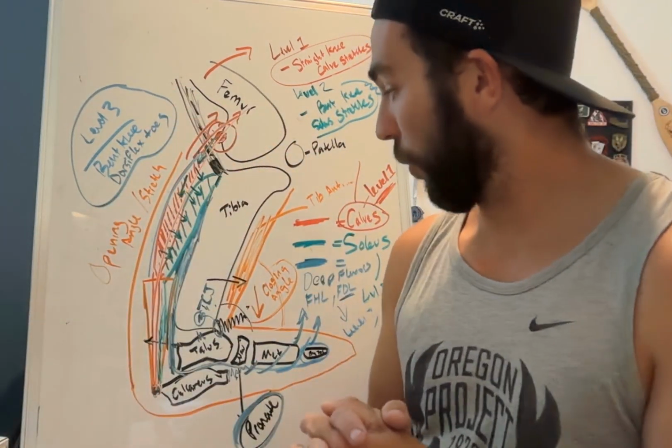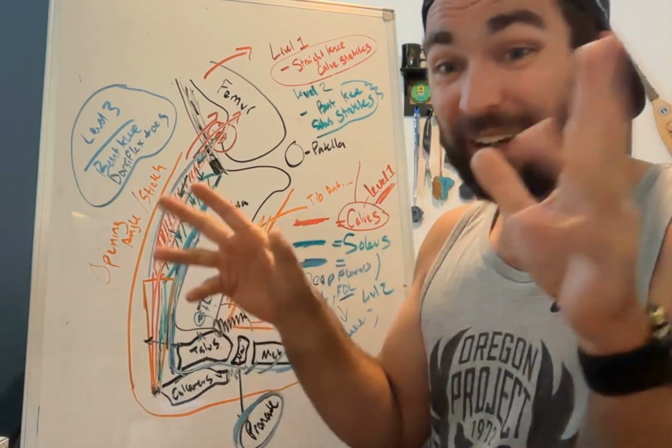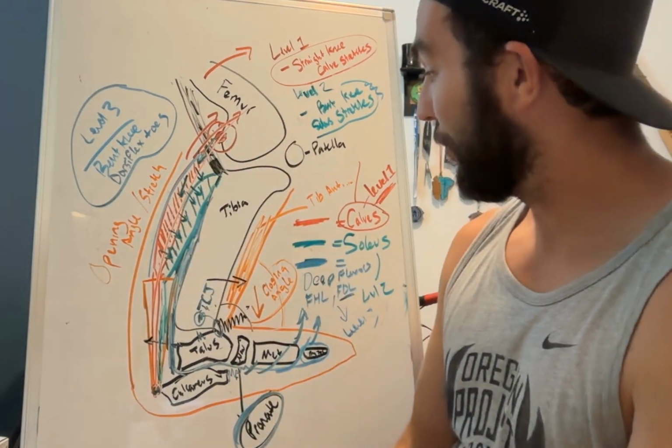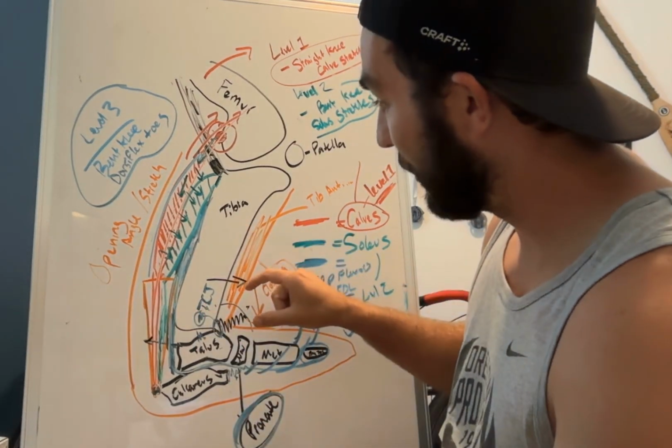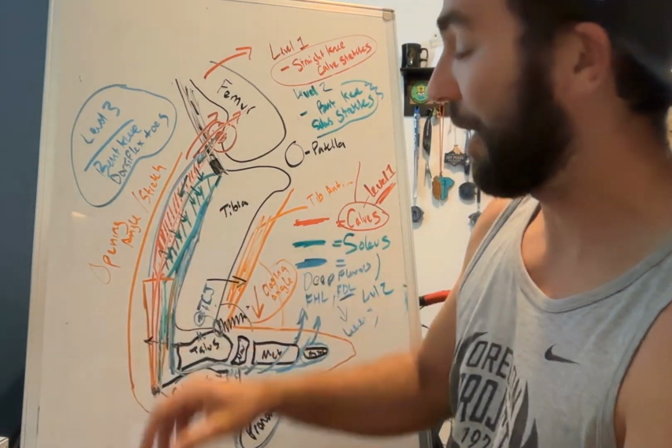So that is a short intro and kind of a mini deep dive into how we improve ankle mobility, specifically dorsiflexion, and some anatomy on the backside of the shin.